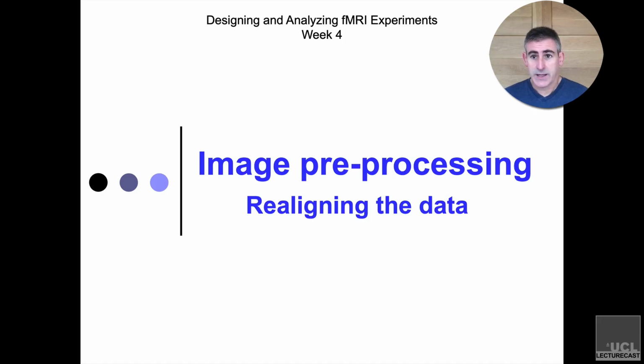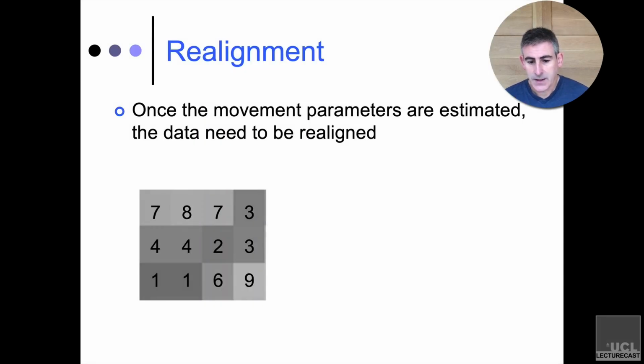Having estimated the realignment parameters, that is to say the amount of motion that's in your time series, the next step is to try to deal with it through realigning the data. And that's what this video is going to discuss. So, as I say, once you've estimated these motion parameters, what you then need to do is correct your image in some sense.